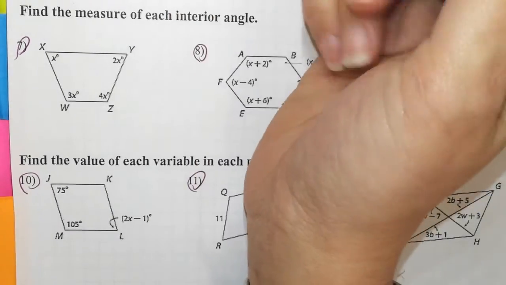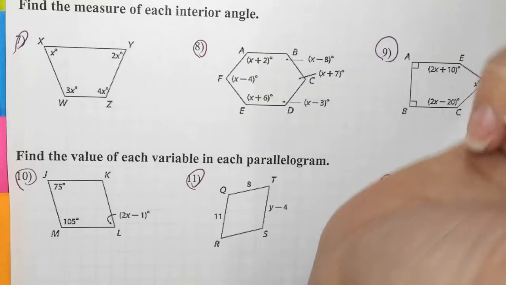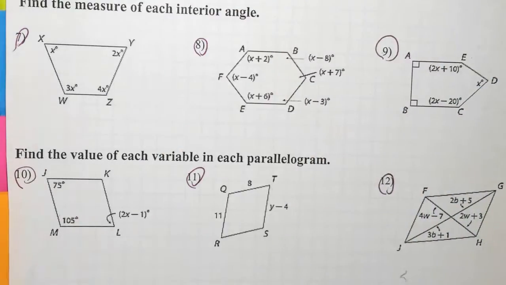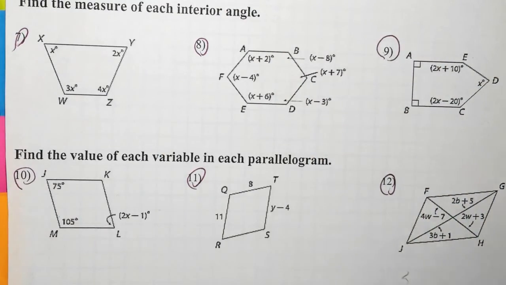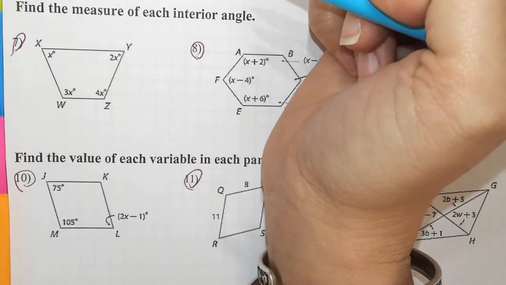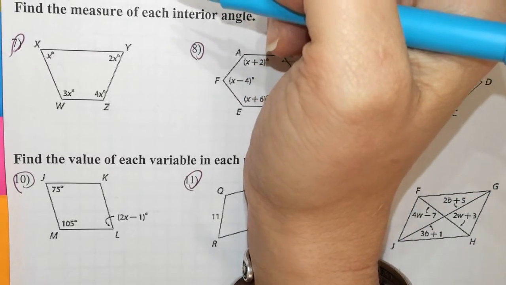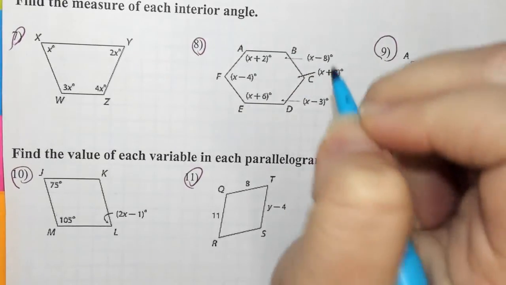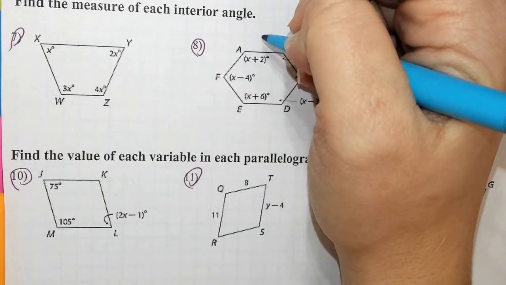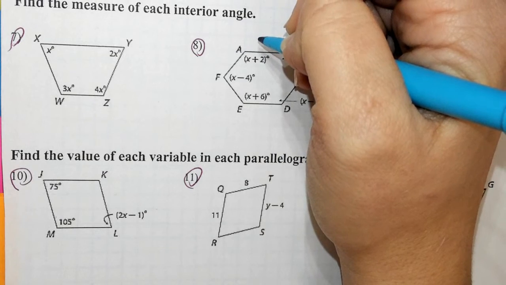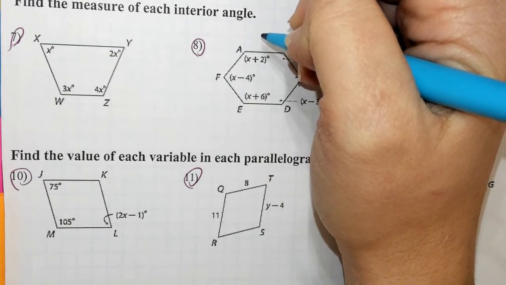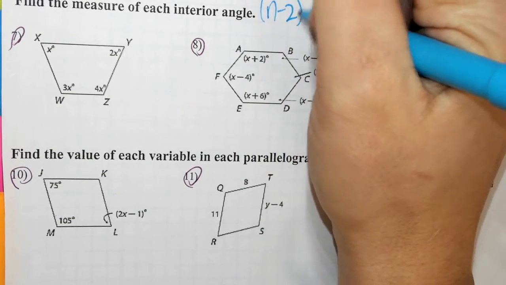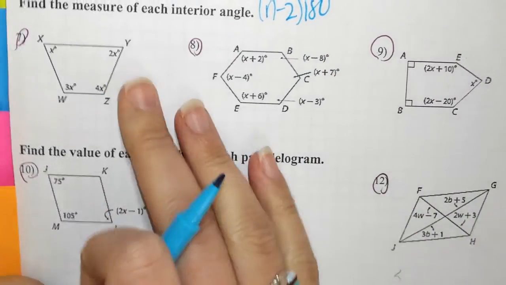Take a point. Alright, it says find the measure of each interior angle. So what do we need to do? You got to find x. And how do you find x? Why do you know to set it equal to 360? Because it's a 4-sided figure. Yes, a quadrilateral. So you would use n minus 2 times 180 and set all of these equal to that.